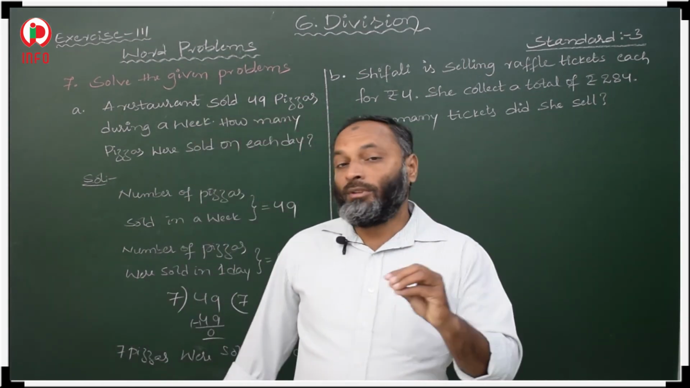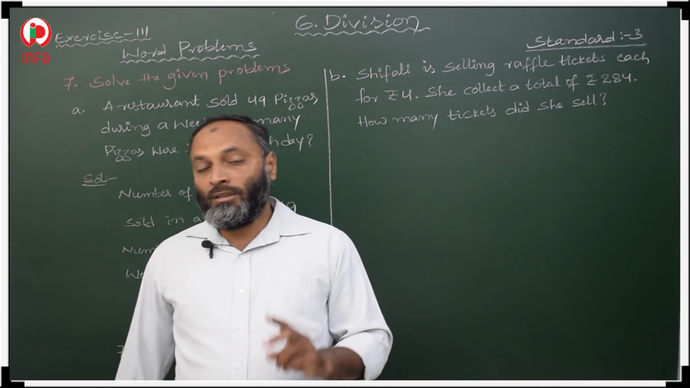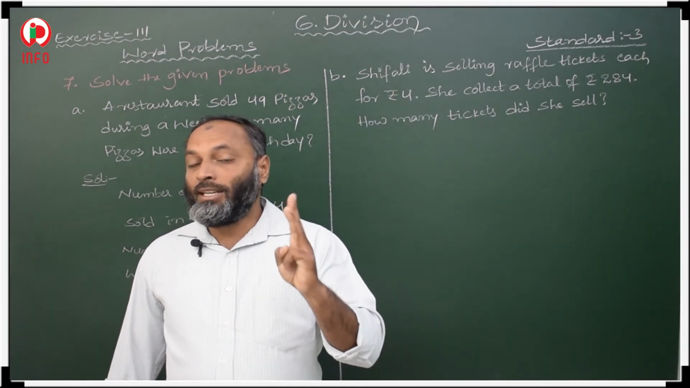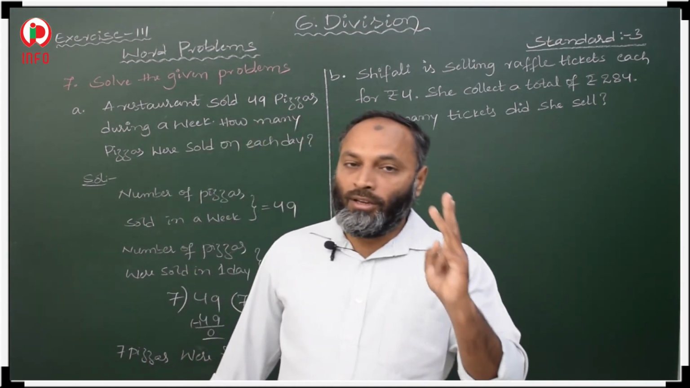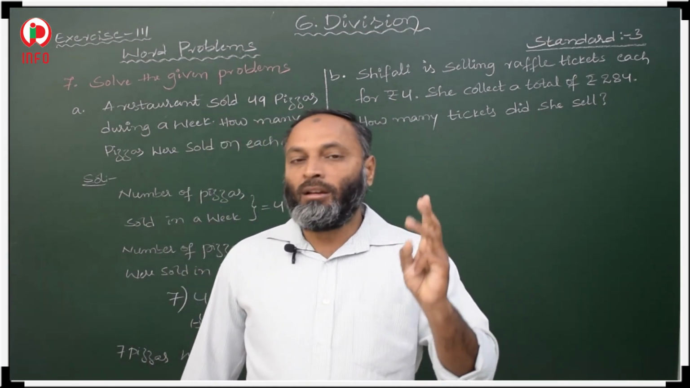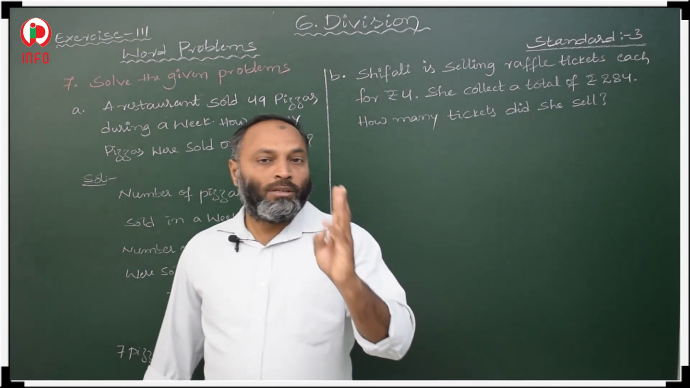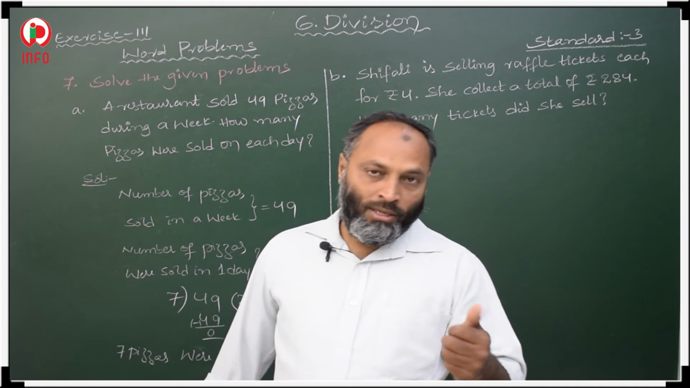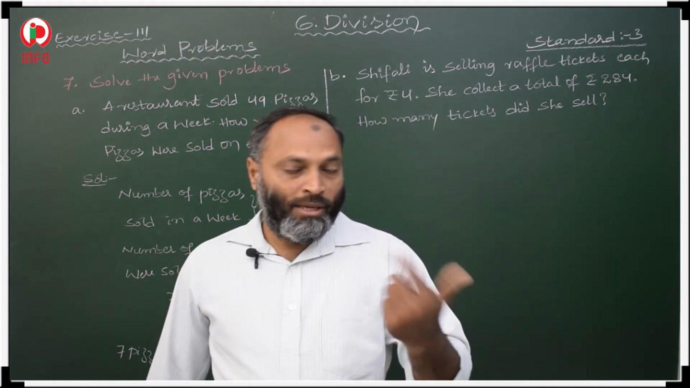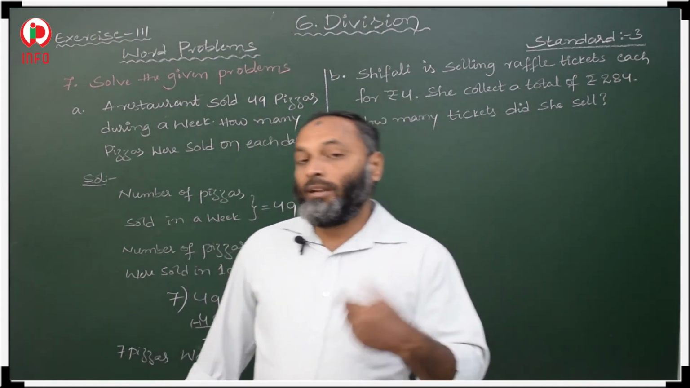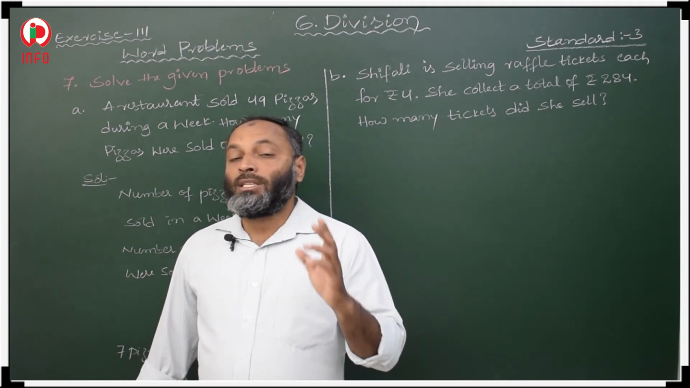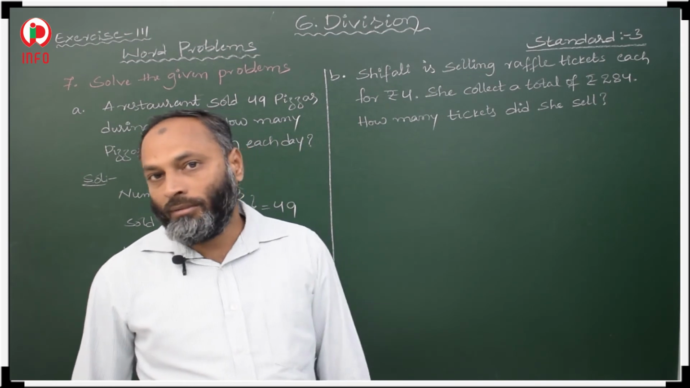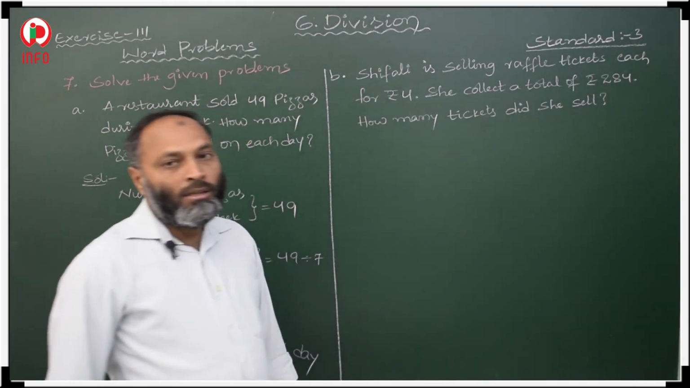In a word problem, first read the question and understand the question. Then you should decide what we are going to do: addition or subtraction or division or multiplication. After that, write your steps, then the method and procedure, then after that the conclusion step. So these things you should follow in word problems. Okay. Next, the second word problem.